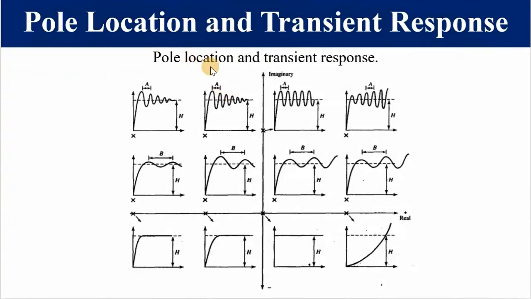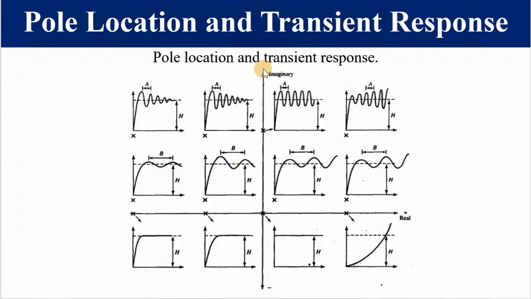The relationship between pole location and transient response. This is our imaginary axis and this is our real axis, and we are saying we have what we call wanted response and unwanted response. For example, this is a wanted response. Why? Because we have two stages. We have the transient stage, and after the transient stage, our control system must stabilize. And this is happening in each of these cases.